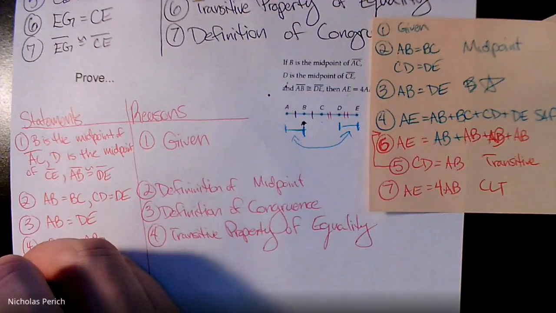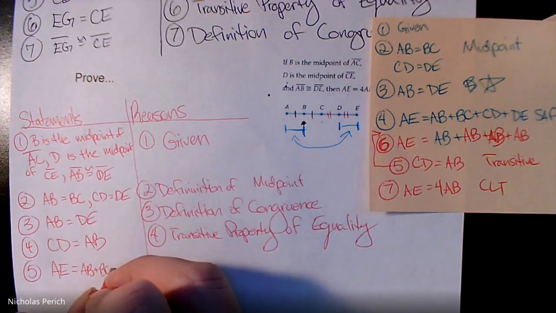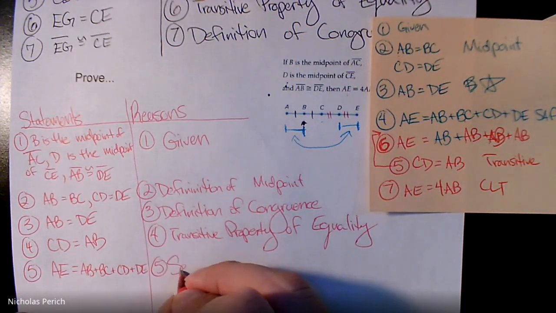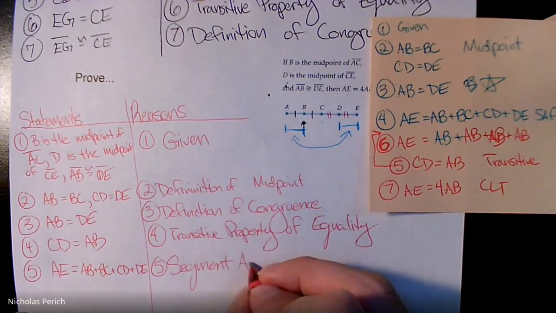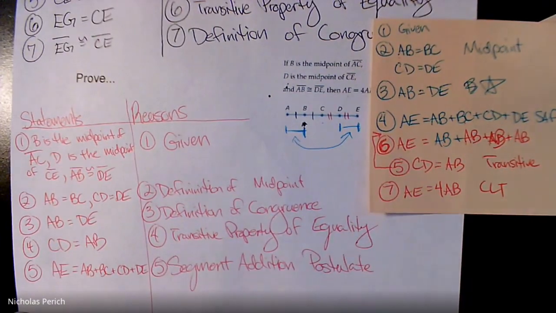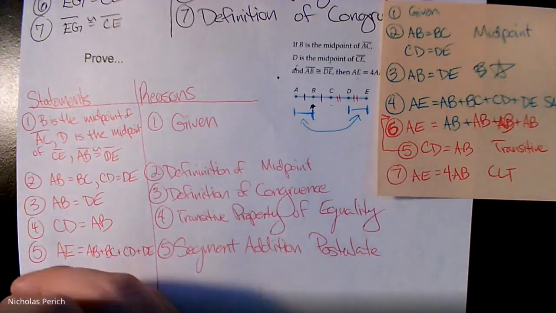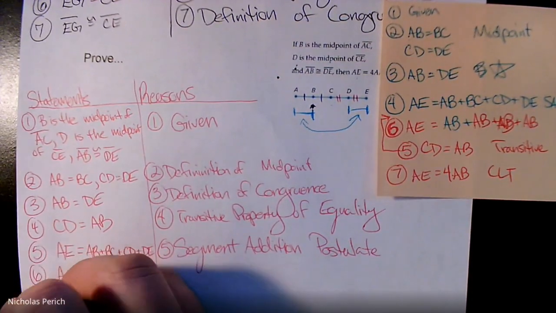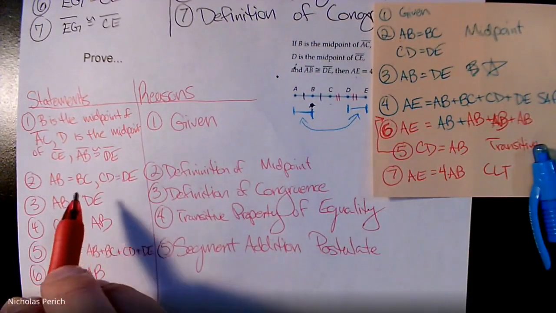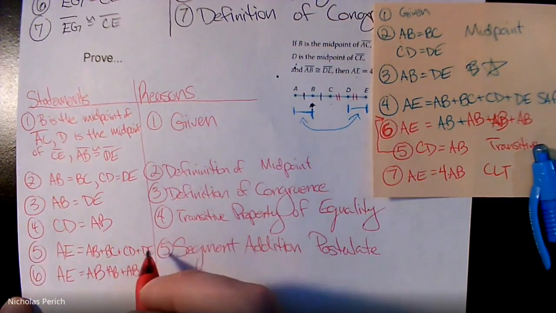AE equals AB plus BC plus CD plus DE. Whenever you add a bunch of segments to get a new segment, you use the segment addition postulate. By the way, the next thing you're going to learn is the angle addition postulate, and yes, it's basically the same thing. AB is AB. Remember, we want AB in the end. AB is AB. BC is AB. CD is AB. DE is AB.